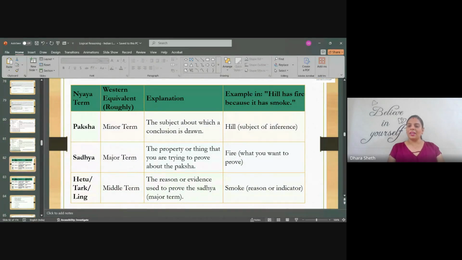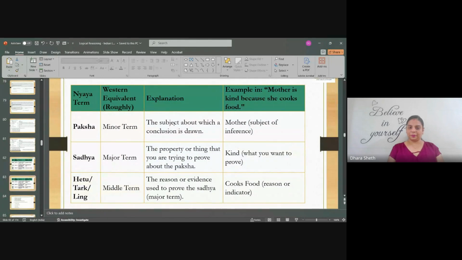You are talking about hill, which is your paksh or minor term. The hill has fire, which is, fire is your sadhya or major term, whatever you are trying to prove. And the reason is because it has smoke. So here smoke is your middle term, the reason or evidence. That is how a minor term, major term, and middle term is. Okay. Next.